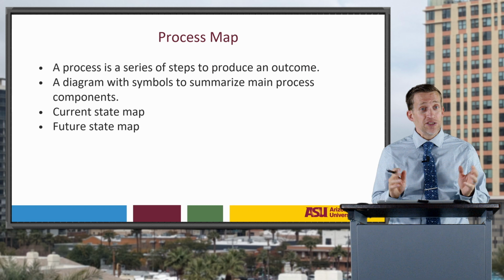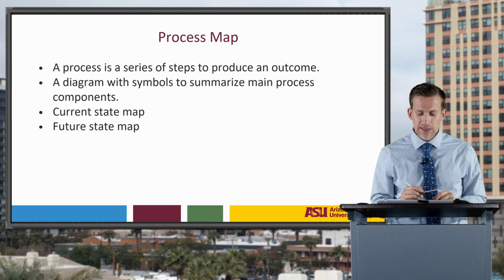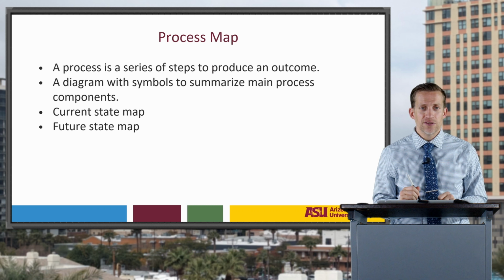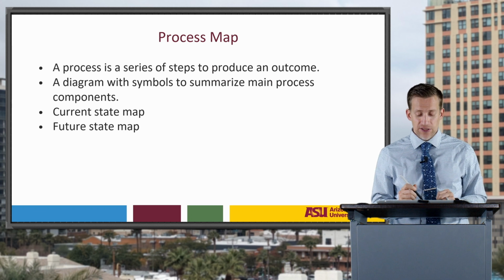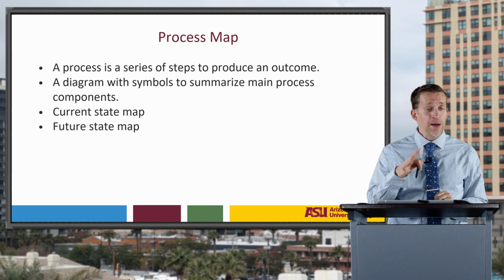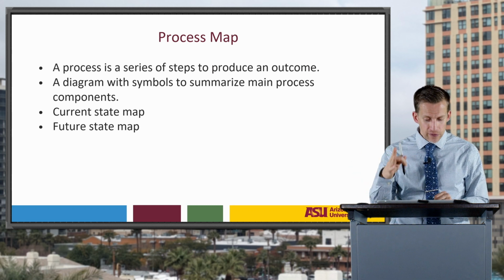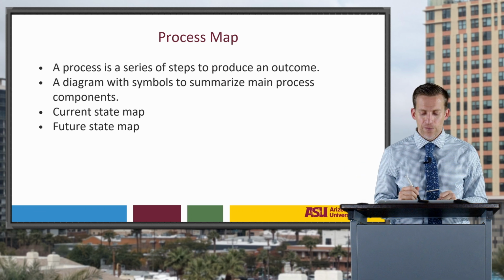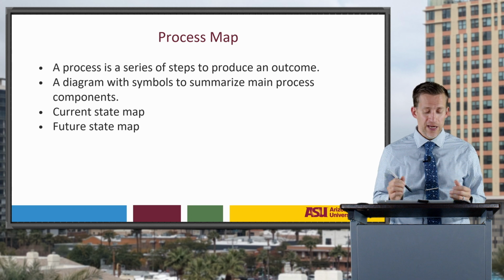Actually, before we go there, let's just define what a process is. A process is simply a series of steps that are designed to produce an outcome. It's also a diagram with symbols to summarize the main process components. You can have a current state map and then also a future state map. A current state map is a map that shows the process as it's currently organized. They're helpful for identifying gaps and improvement areas.